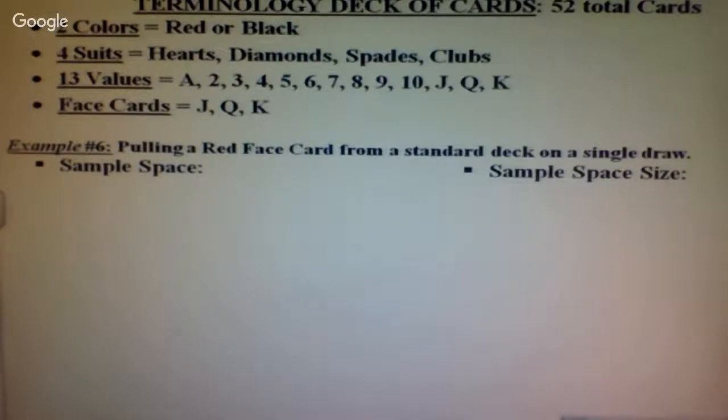Okay, we've got 2 colors in a deck. We've got red cards and black cards. If I have 52 total, how many red and how many black do I have? 26. So we have 26 of each. I have 4 suits in a deck. I've got hearts that are red, diamonds that are red, spades that are black, and clubs that are black. I've got 13 of each one of these.